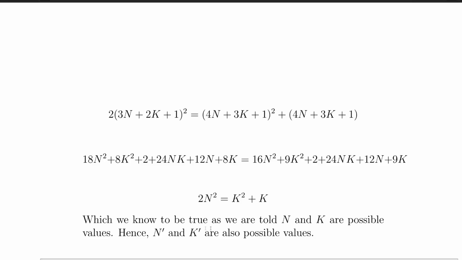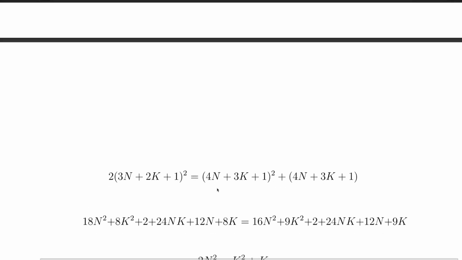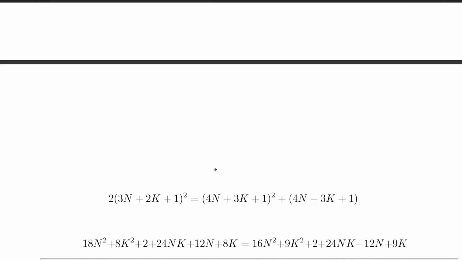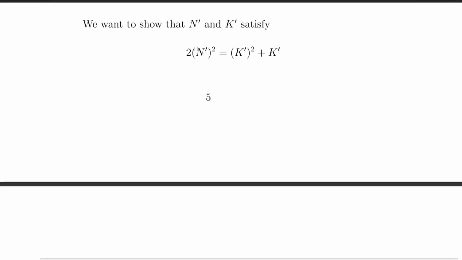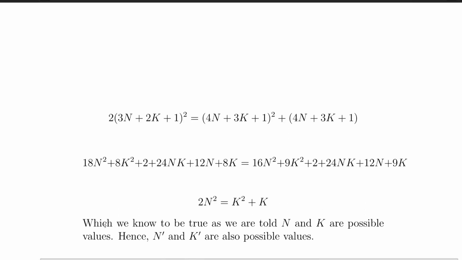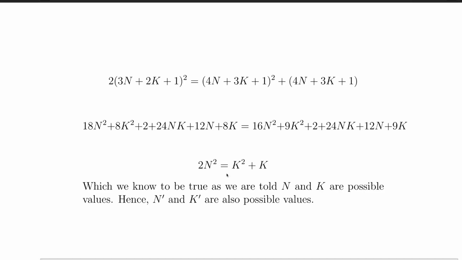Hence, n prime and k prime are also possible values, right? Because all of our steps were equalities. So if this is true, then this is true, then this is true, and so then this statement is also true. Yeah, so that's that part.